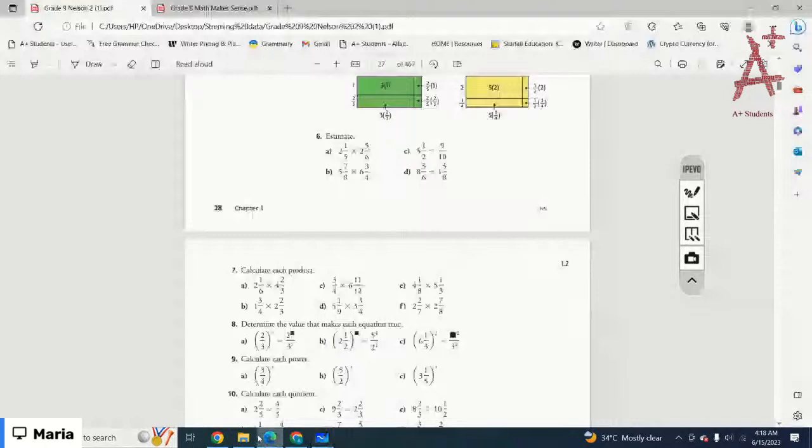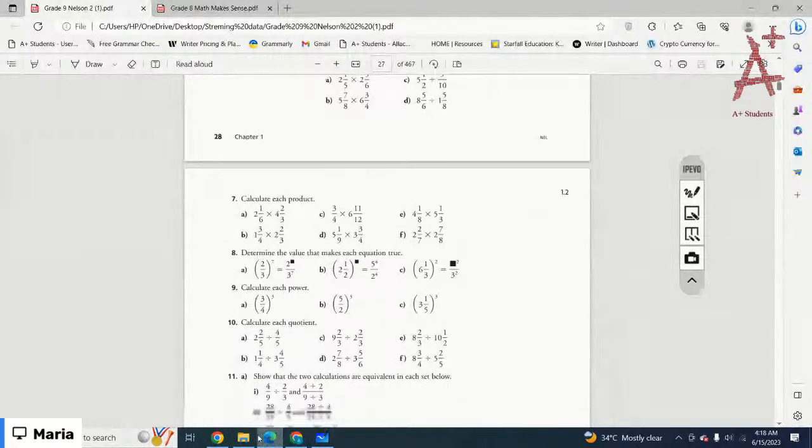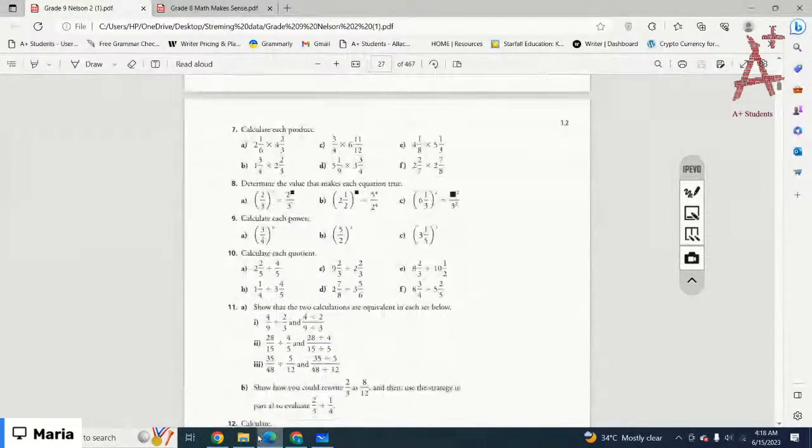Okay, the next one is, let's just look at question number 7. Calculate each product. So you have to find 2 whole 1 over 6 times 4 whole 2 over 3. Let's just start with the first one.